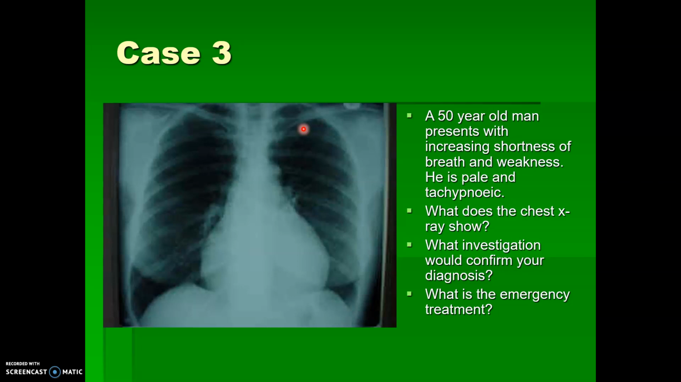Here's a 50-year-old man with increasing shortness of breath and weakness. He's pale and tachypneic. What do you think this x-ray shows? Pause the video, look at the questions, see if you can answer them.